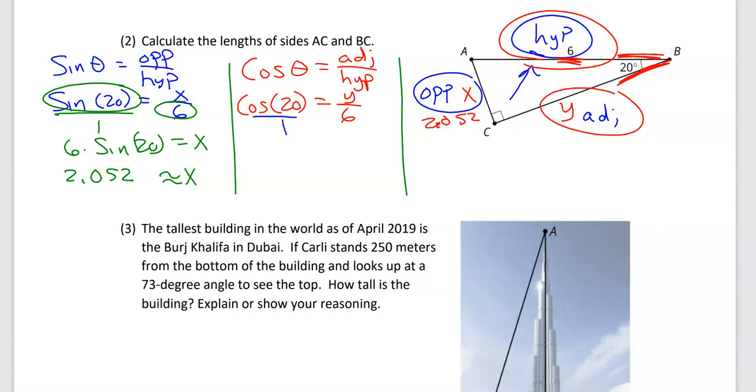Again, we're going to cross multiply. There's going to be 6 times the cosine of 20 degrees is equal to y times 1, which is y. And if you put that in the calculator, what we end up with is 5.638.